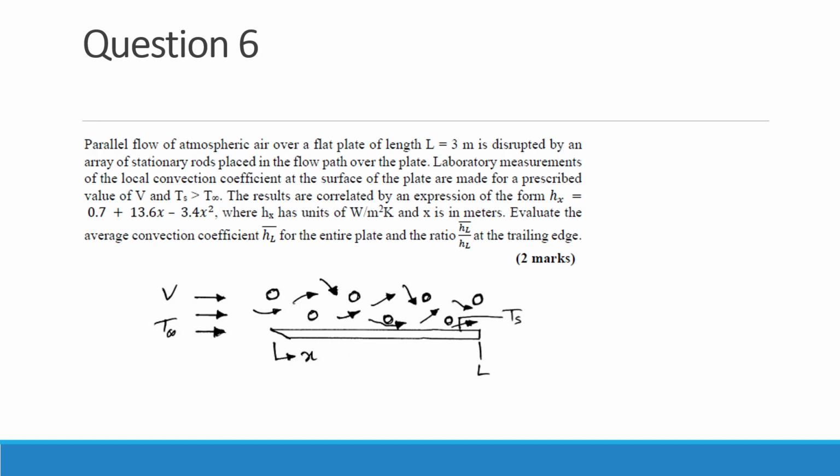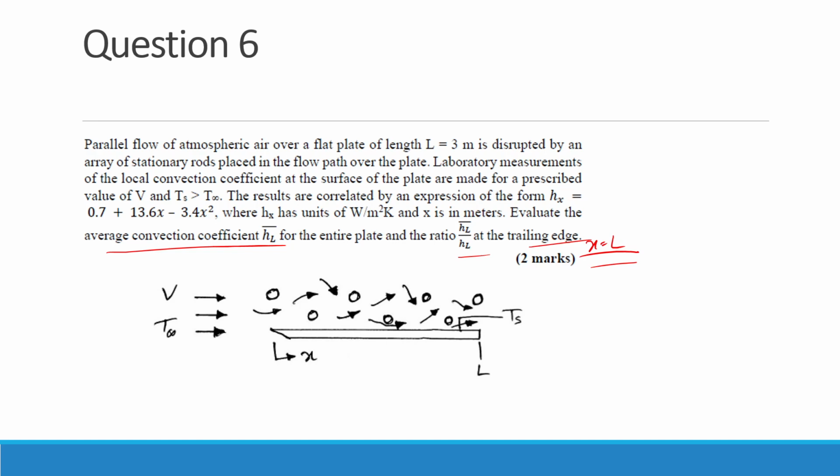Laboratory measurements of the local convection coefficient at the surface of the plate are made for a prescribed value of V, and Ts is greater than T infinity. The results are correlated by an expression of the form Hx equal to, given by this quadratic equation, where Hx has the unit of watt per meter square Kelvin and x is in meters. Evaluate the average convection coefficient for the entire plate and the ratio h bar L upon HL at the trailing edge. So we have to find this average convection coefficient h bar L for the entire plate and this ratio at the trailing edge. Trailing edge means x equal to L.